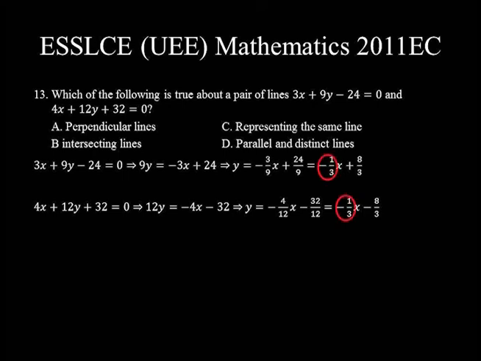So they are either parallel or representing the same line. Their y-intercepts are different. That's the y-intercept of the first equation is positive 8 over 3, and the y-intercept of the second equation is negative 8 over 3. So they are representing different lines. In other words, the two lines are parallel and distinct. Therefore, choice D is the correct answer.